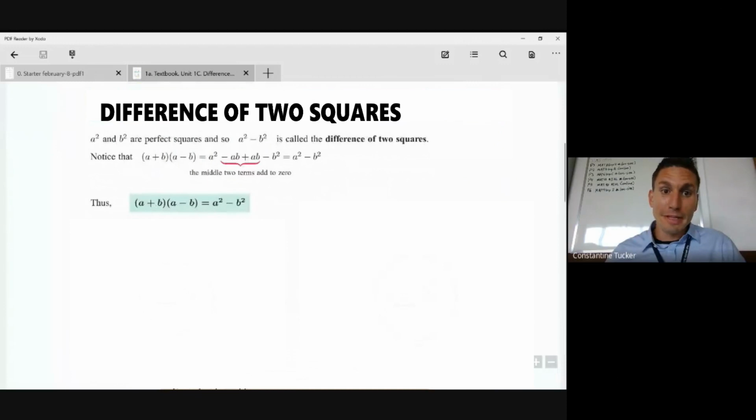So today we're talking about the difference of two squares. So what does this mean? It means that we will have a squared minus b squared.